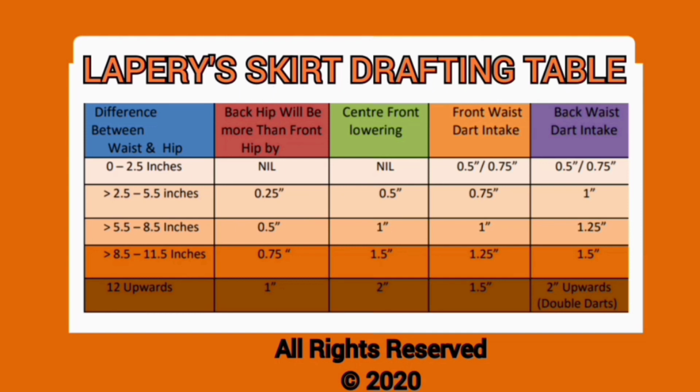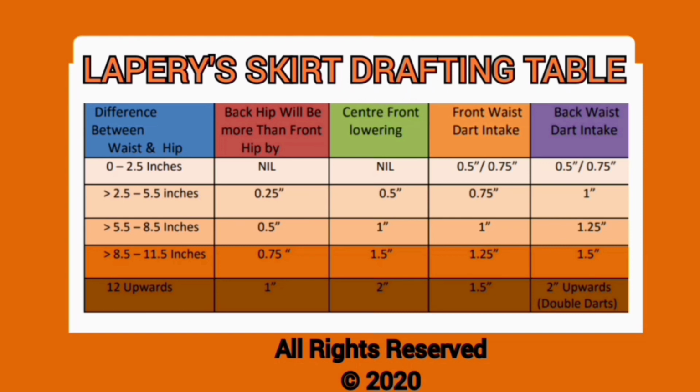In the third column, we have the heading as center front lowering, which is another premise upon which the LAPERY'S skirt method is drafted. Our center front length and the center back length are not supposed to be equal most times. So this third column guides us to knowing by what value we'll be lowering our center front such that the center back line is longer than the center front.